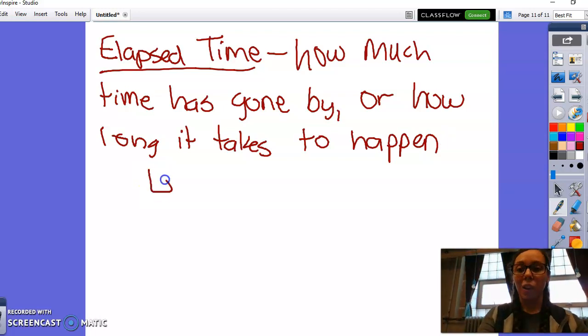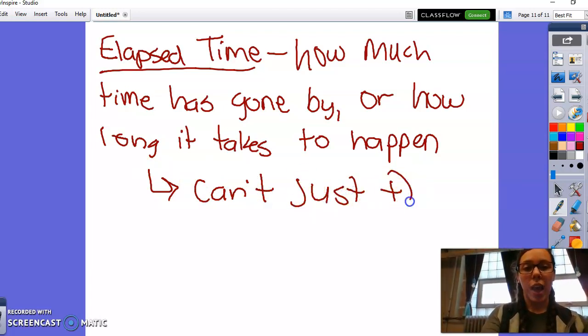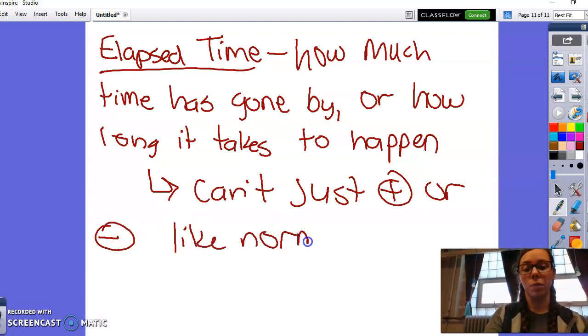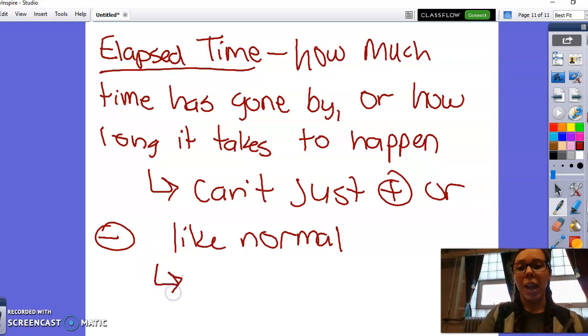The thing with it, though, is you can't just add or subtract like normal. The reason for that is when we're working with time, we have two different units at least. We would have hours and minutes if we're working with a clock, and sometimes we would have months and weeks and days and whatever else. So we can't add or subtract like we normally would. We're going to have to go about it using different methods. And most of the time, I like to just use an analog clock.